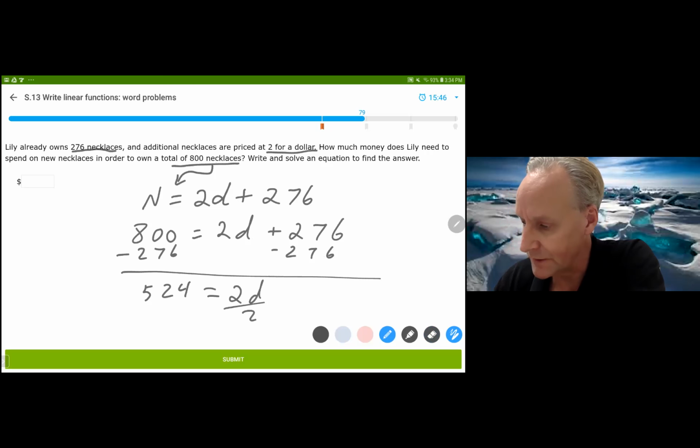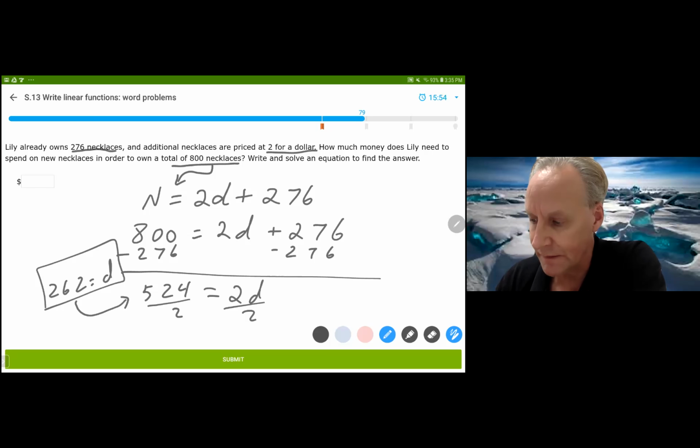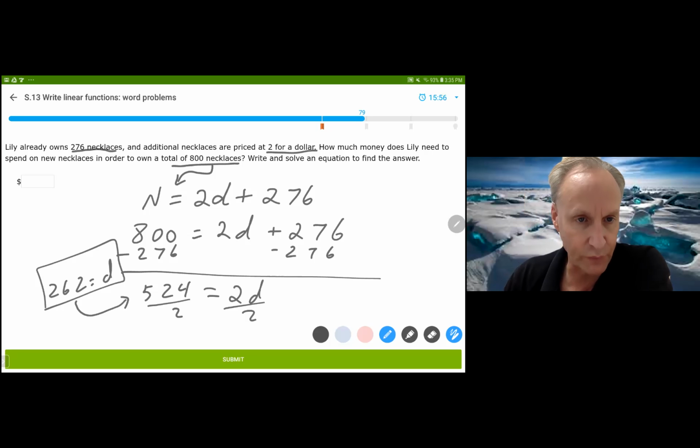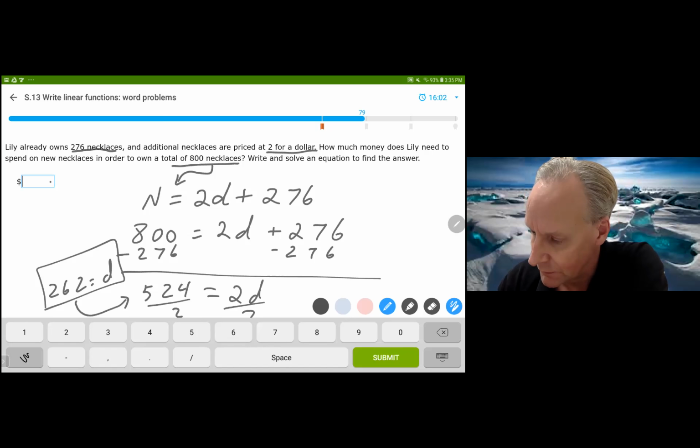And then we're going to divide by 2 on both sides, and we get 262 is equal to d. This is the amount of money she'll have to spend to get the 524 necklaces. That will give her a total of 800. I'm thinking more like beads, but okay. 262.